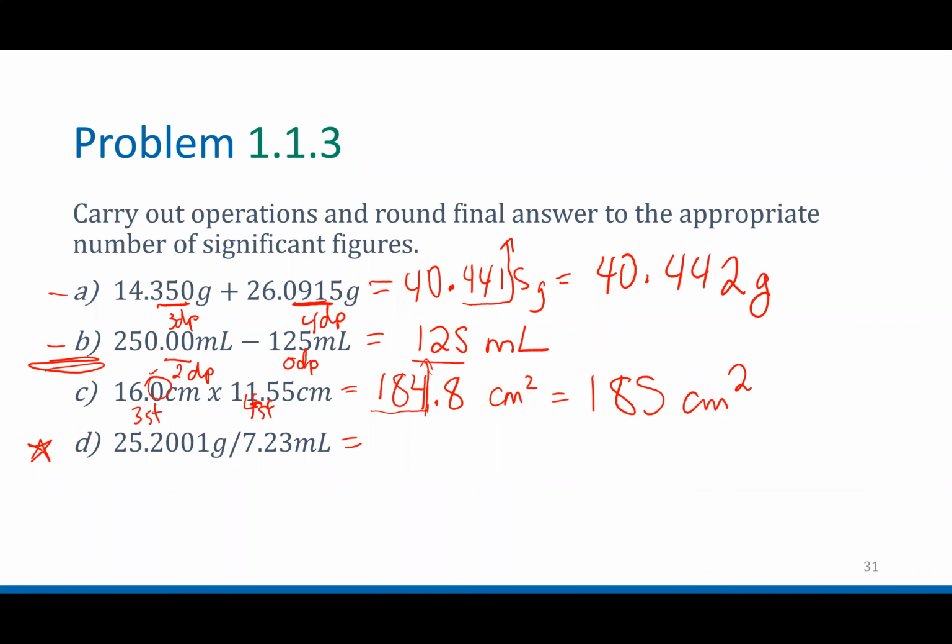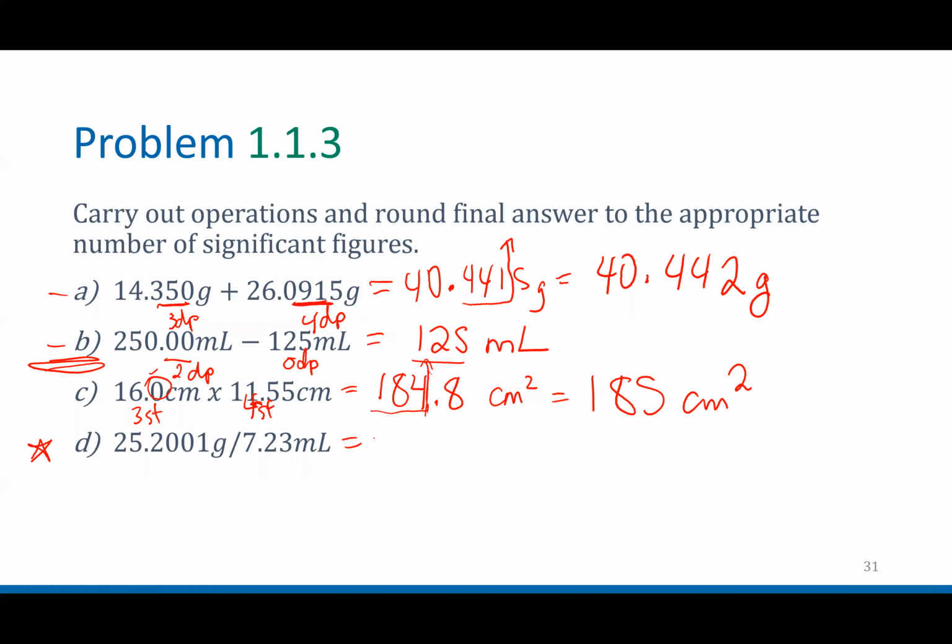Last one, guys, and I'll put a star by the last one because I do believe this last one is on your online quiz. I'm getting the perfect answer from a lot of people. I'm getting 3.49. I've got a 3.48 in there as well. You're very close to that. We would round it up.